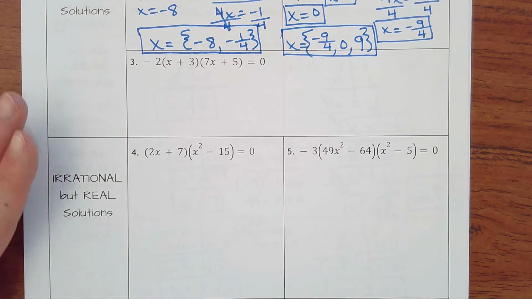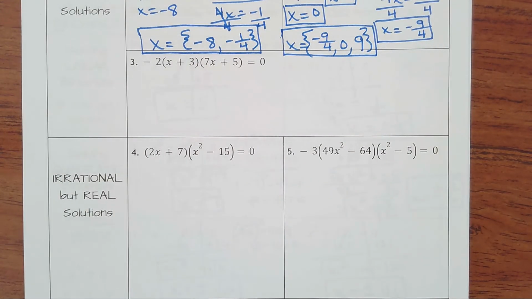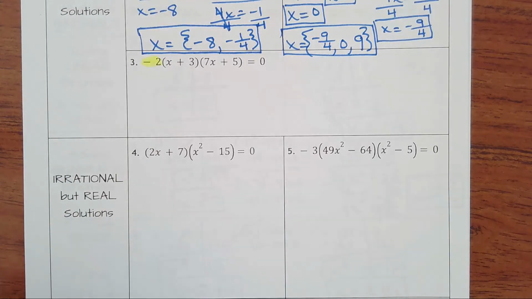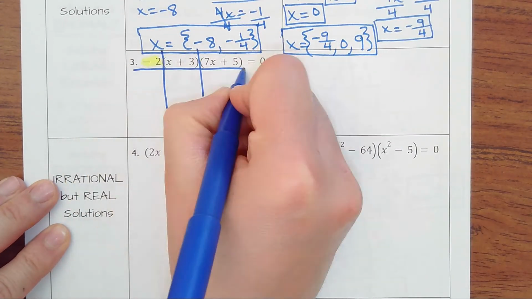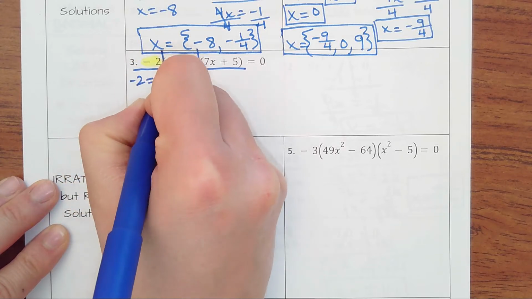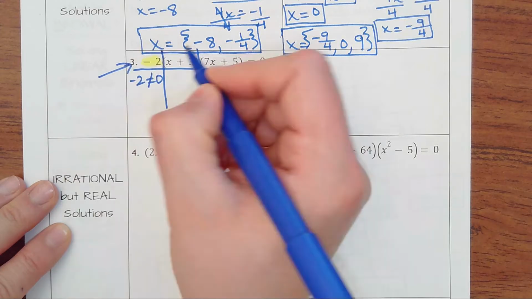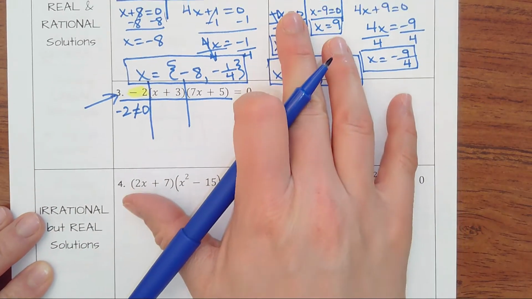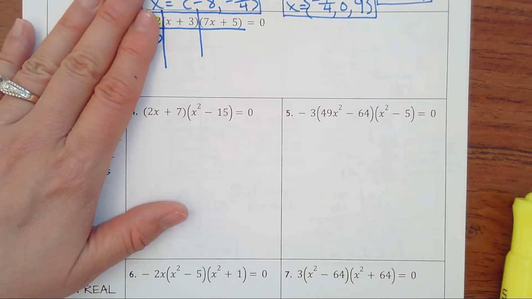All right, and then number 3, I picked this one because I wanted to show you that we have a negative 2 in front, which is just a number. There's no way that I can get an answer out of that, because I would simply have negative 2 equal to 0, and that's not true. So anytime you have just a number in front, that is not going to be an answer, only if it has x with it. Okay, so don't even worry about that one.